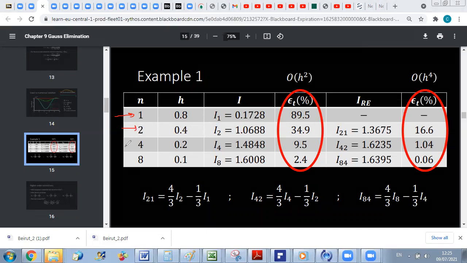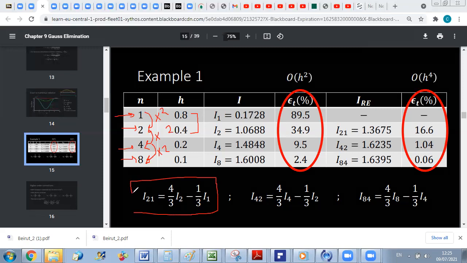Now we are interested in the case of doubling the number of segments. So here we did times 2, here we did times 2, and also here we doubled the number of segments. Because we are doubling the number of segments, when combining two consecutive integrals, we can use the developed formula for the case of h1 equals 2h2.